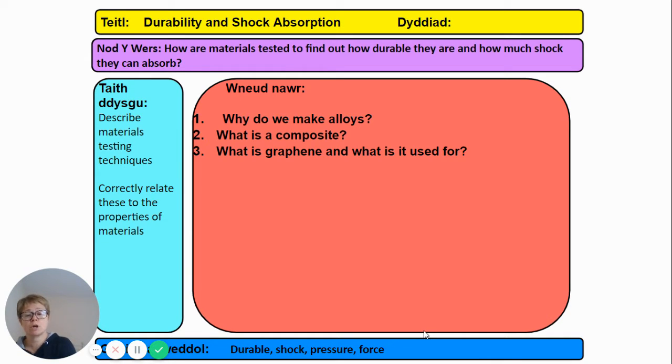What's a composite? Well, a composite is a material made by combining two other materials together, and that gives us the properties of both materials in our new material. And graphene is an allotrope of carbon. It's like graphite, but it is a single layer of carbon atoms bonded together. It's extremely strong despite only being a layer one atom thick.